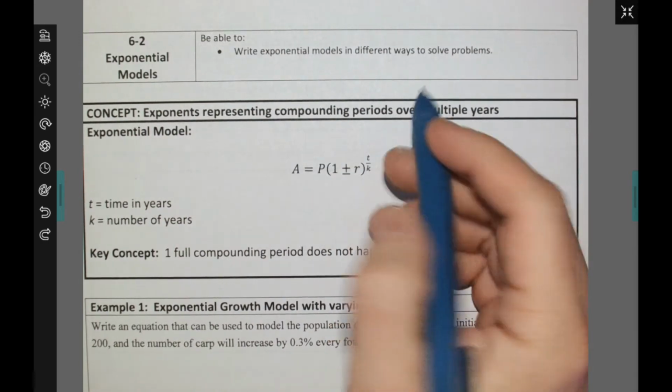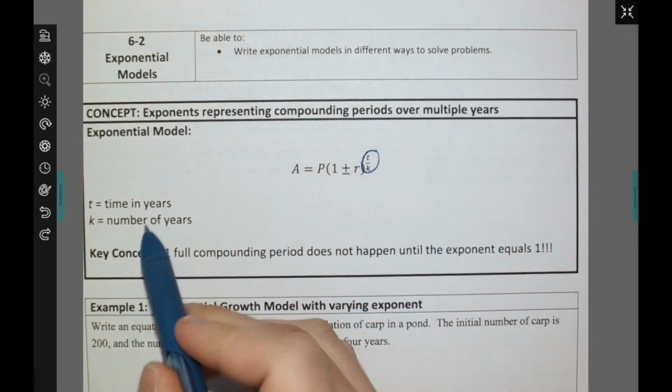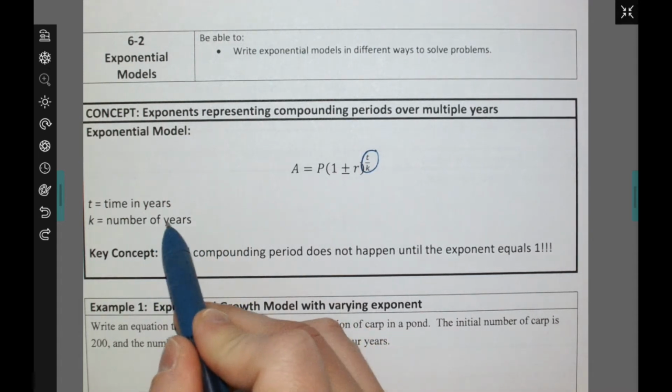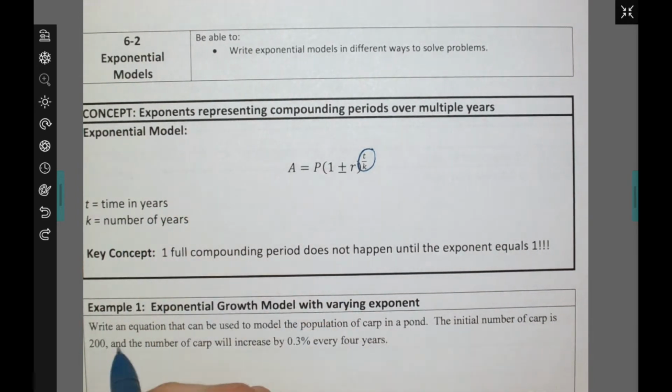This time, though, instead of just going by years, we're going to have an exponent of t over k, where t is our time in years, and k is the number of years for a compounding period.